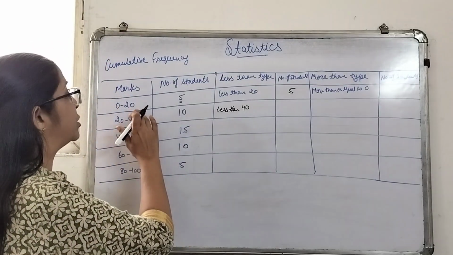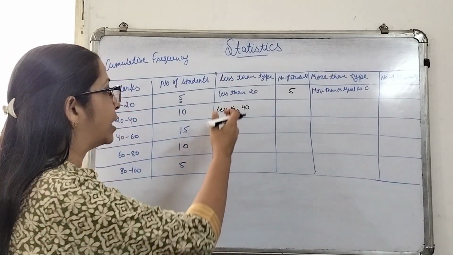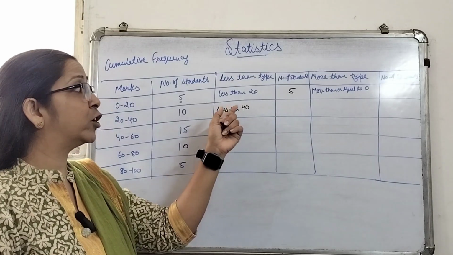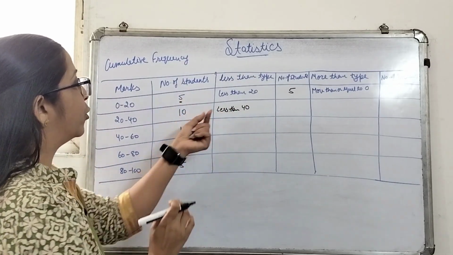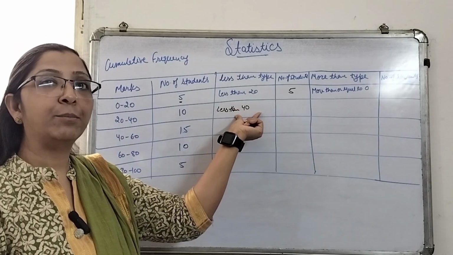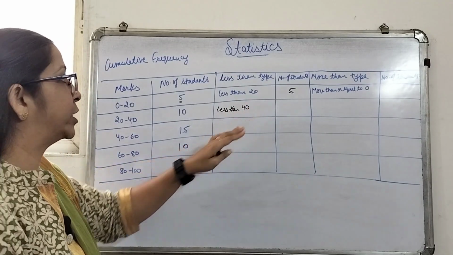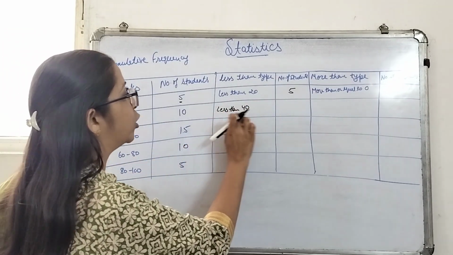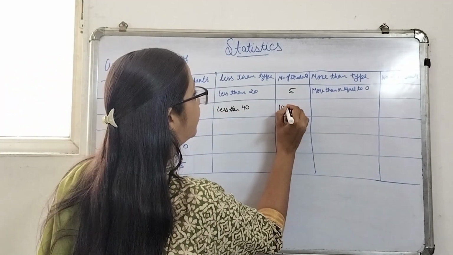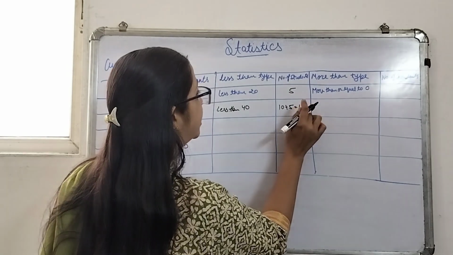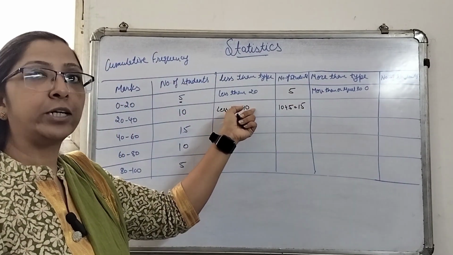Because the number of students who have secured less than 20 are also part of the students who have secured less than 40. So we will be adding these two frequencies for getting the number of students who have secured less than 40. So the number of students who have secured less than 40 will be 10 plus 5. That will be 15 students who have secured less than 40.